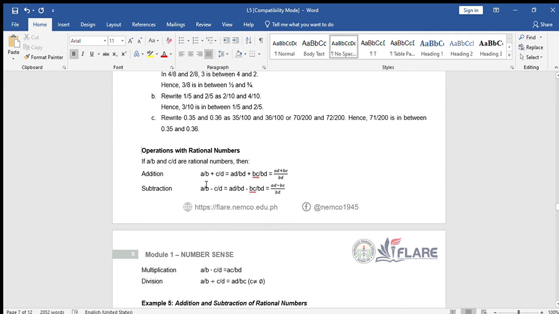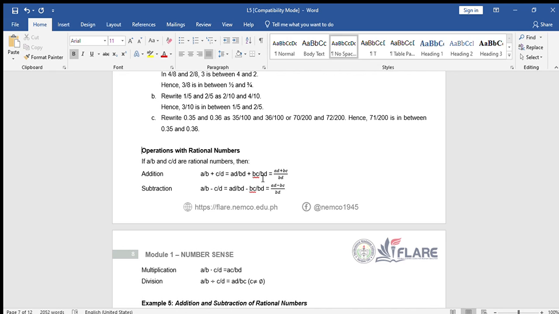So for addition, A over B plus C over D, you will just have to add AD over BD plus BC over BD. So you add numerator to numerator and denominator to denominator. You will just have to copy the denominator if they have the same denominator. Later, we will go through it in an example.